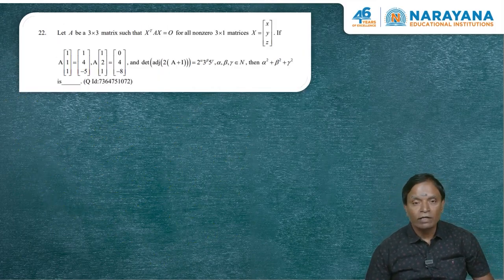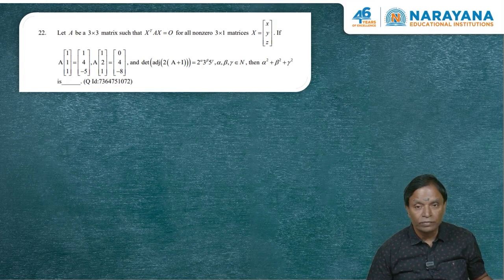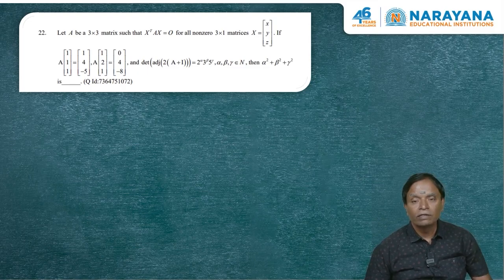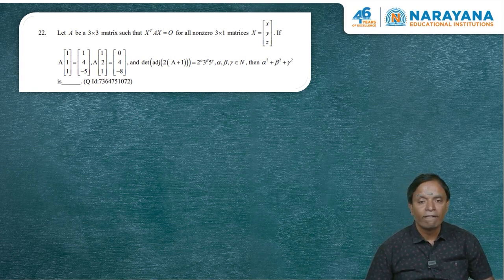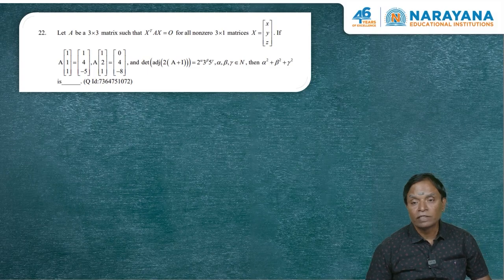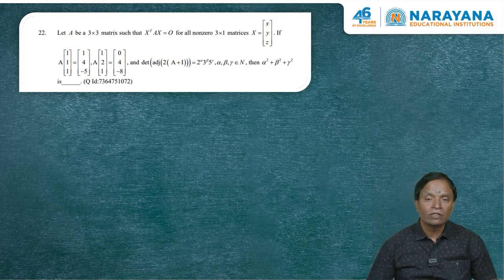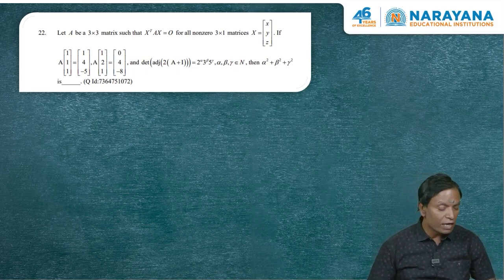You are given a matrix A, and then you are given x transpose into Ax is equal to 0 for all non-zero 3 by 1 matrices X is equal to xyz. If A into something, and the determinant of this is given as something, and alpha, beta, gamma belong to natural numbers, then you are asked to find alpha square plus beta square plus gamma square.